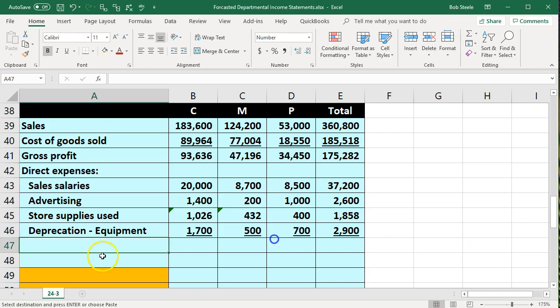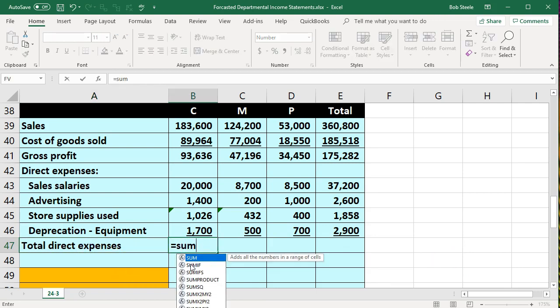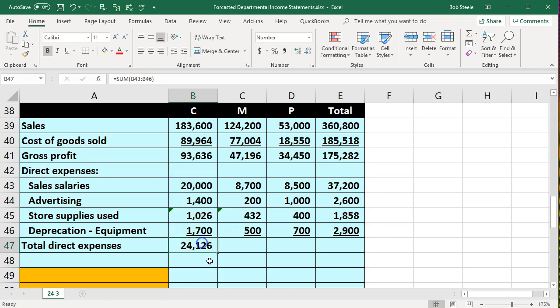Then we're going to total that up, giving total direct expenses equals the sum of the 20,000, 1,004, the 1,026, the 1,007, 24, 126, selecting that, highlighting across, giving us the totals all the way across.